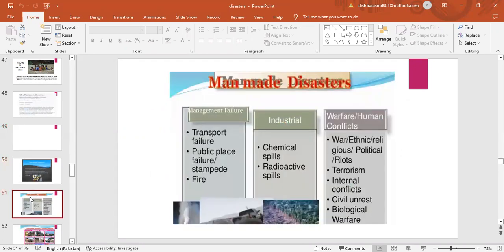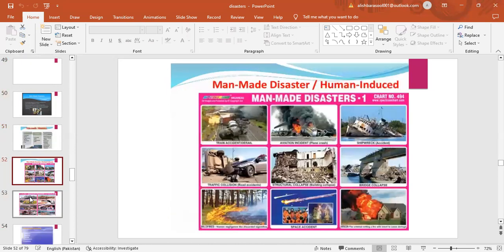Man-made disasters include management failure, transport failure, public place failure, stampede, fire, chemical spills, radioactive spills, warfare, human conflicts, riots, terrorism, internal conflict, civil unrest, and biological warfare.